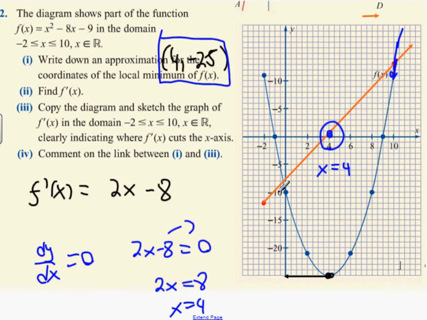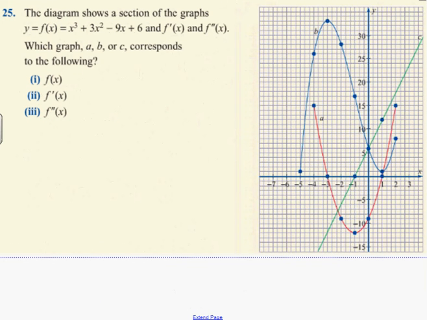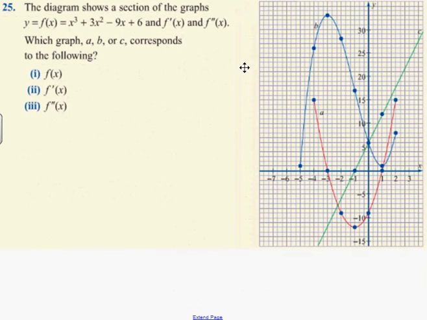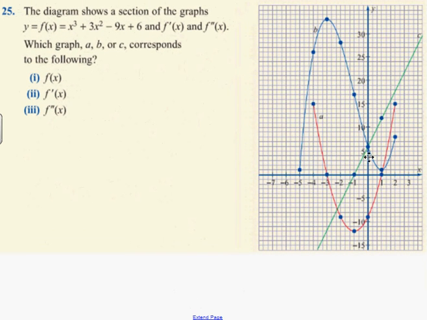That will always happen. Now let me show you another example that's already done for you. Number 25, okay? Now in number 25 you have a cubic function. Everybody see the cubic function? Is the cubic function the blue, the red or the green drawn? Blue. A cubic function has 2 turning points, a maximum and a minimum.